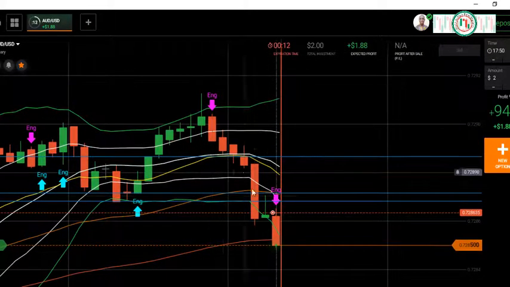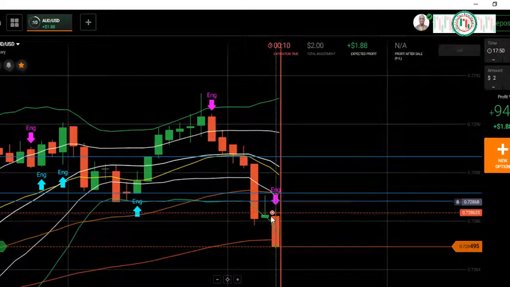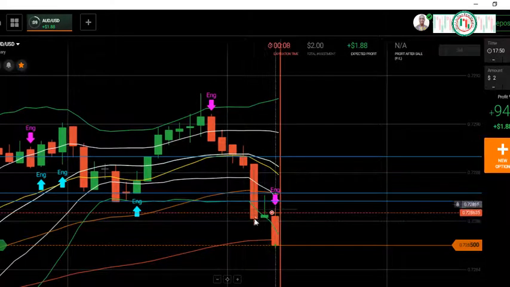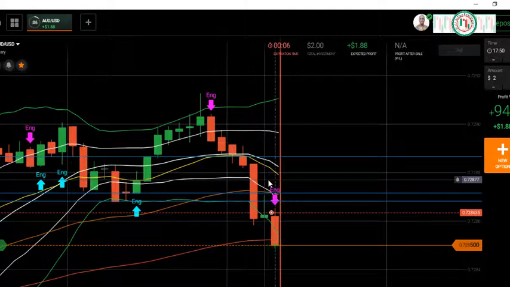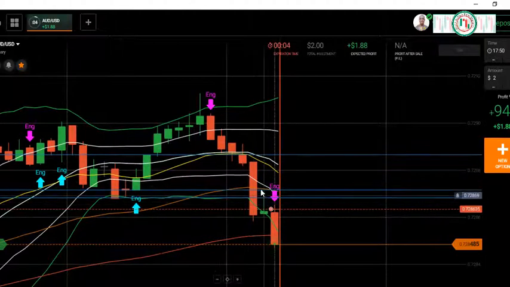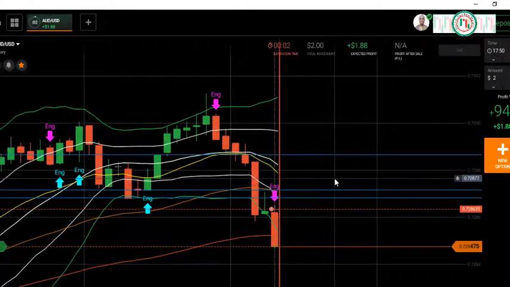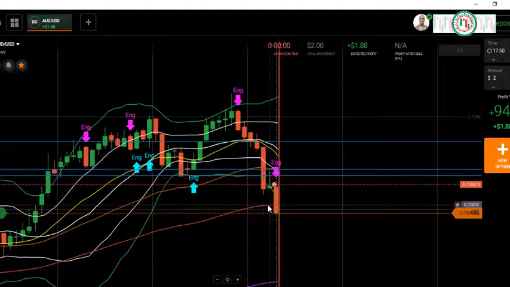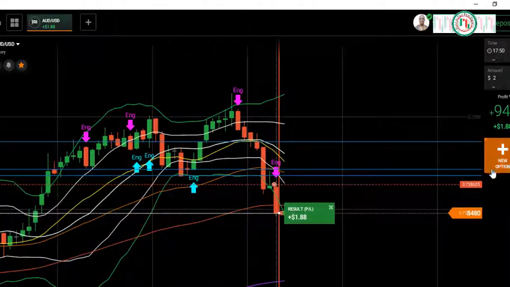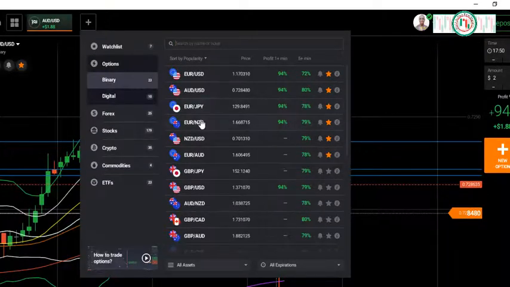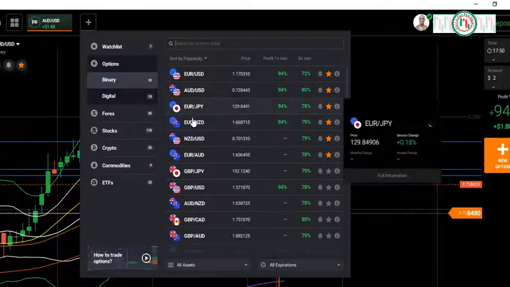Because of this, after this exhaustion candle, you should expect strong bias, but I can see weak bias. That's why I place my trade put option at this level. This is a winning trade. Let's analyze another market and see.